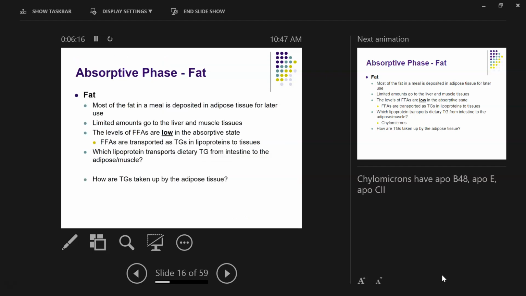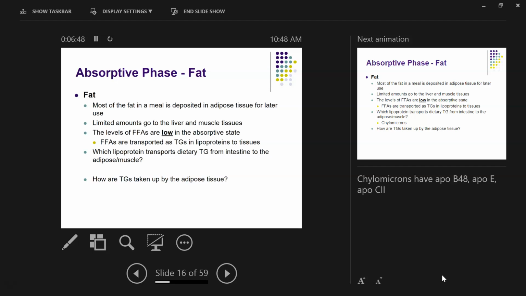And how about the fat? We also get fat, right, from the diet. So most of the fat in the meal is deposited in adipose tissue for later use, right, during fasting. So a limited amount of fat goes to the liver and muscle tissue, right? The majority of the fat is actually delivered to the adipose tissue for storage.